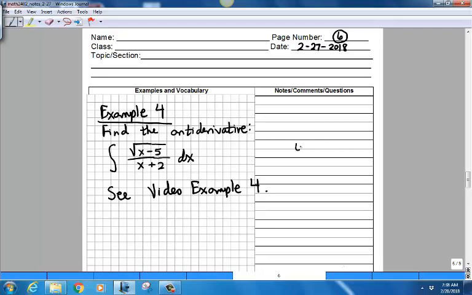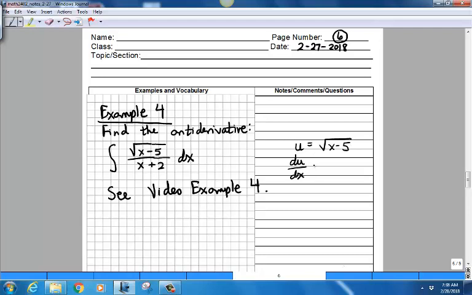The substitution I'm going to make here, which is maybe not obvious, is we're going to let u be the square root of x minus 5. We're going to let u be the numerator here in this integrand. And then we're going to go through our usual substitution process, right? So I'm going to take the derivative of u, so I can also substitute for dx.